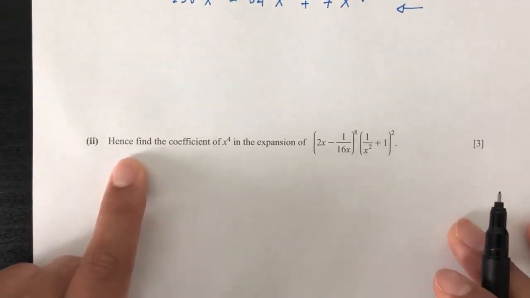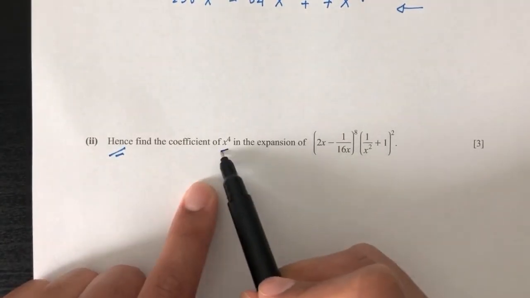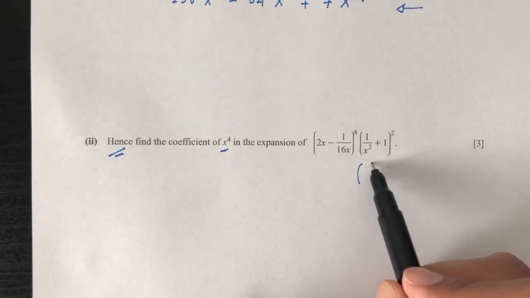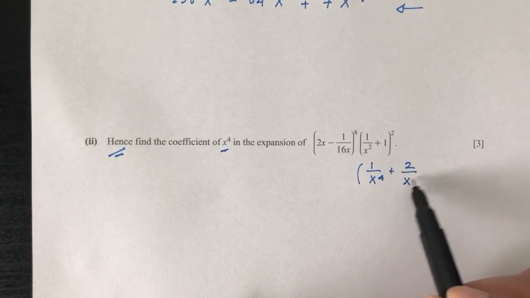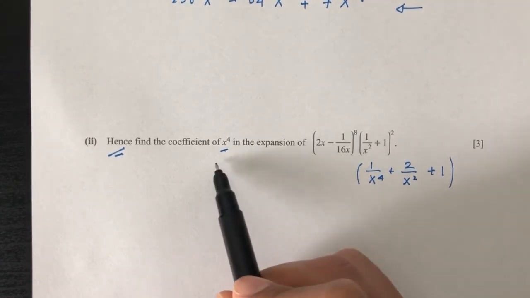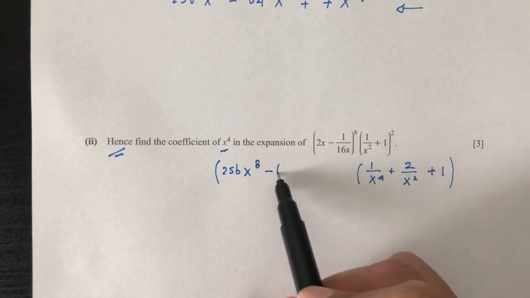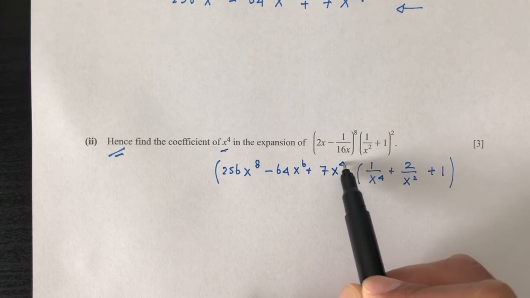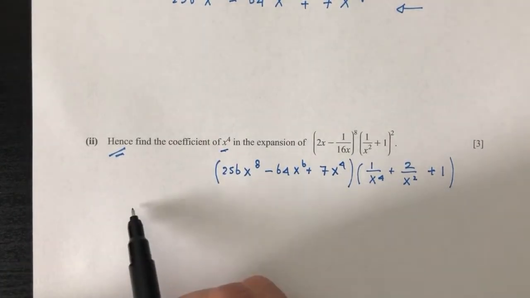So now for this one, we have to use the answer in part 1, find the coefficient of x to the power 4 in this expansion. So what is this one? This is 1 over x^4 plus 2 over x squared plus 1. And we can use the first 3 terms, which is 256 x^8 minus 64 x^6 plus 7x^4. So let's find the coefficient of x to the power 4.